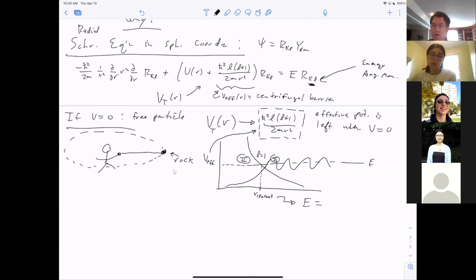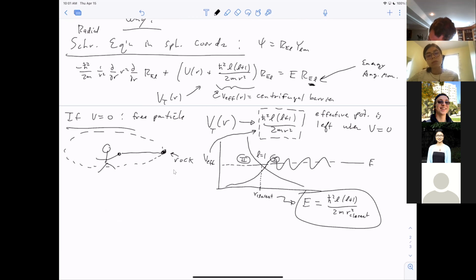The potential. Yeah, which potential? The effective potential, exactly. Energy equals h bar squared L times L plus 1 over 2m r closest squared. And so I can take this equation and solve it for r closest.